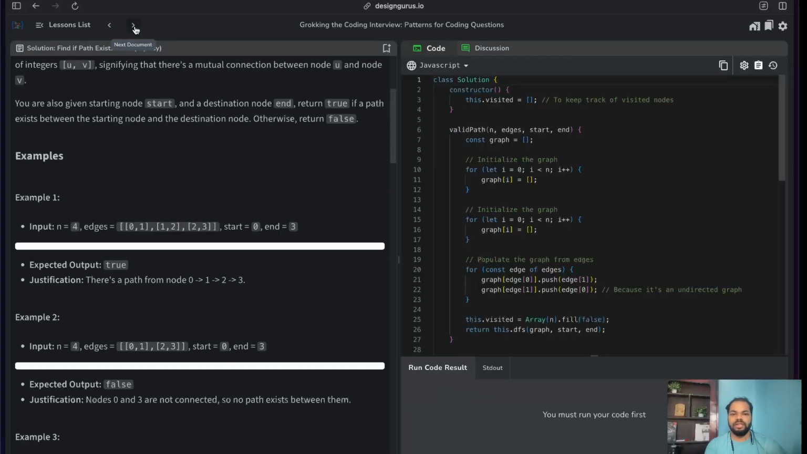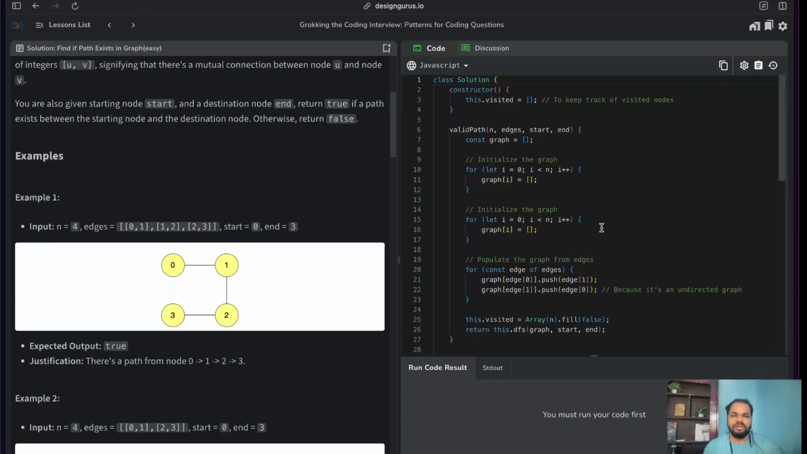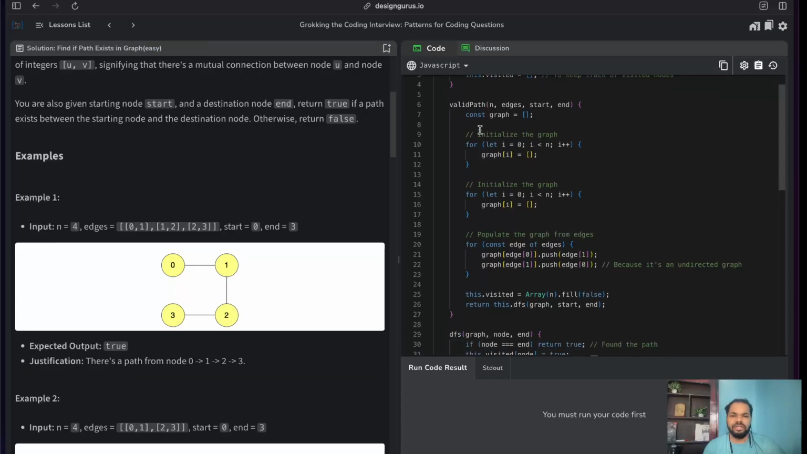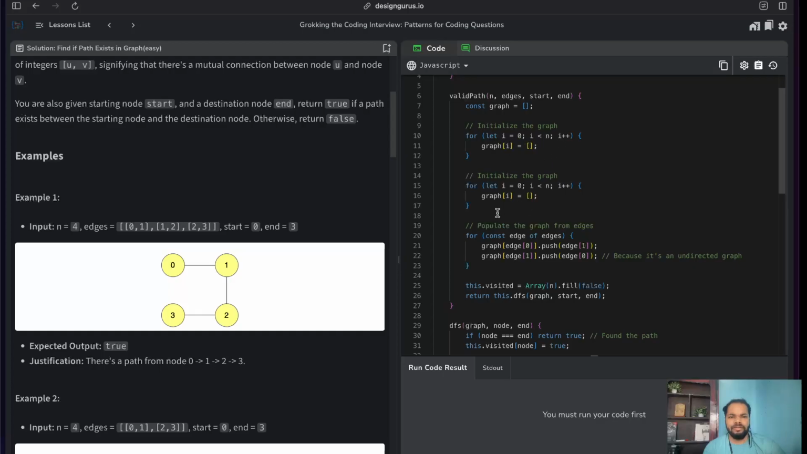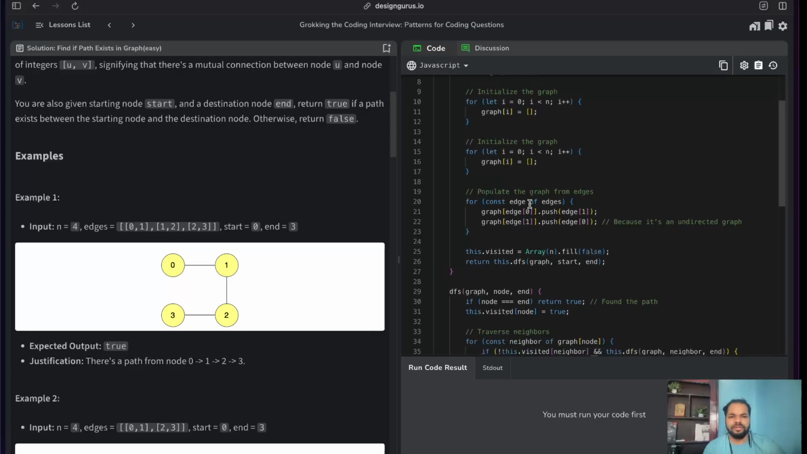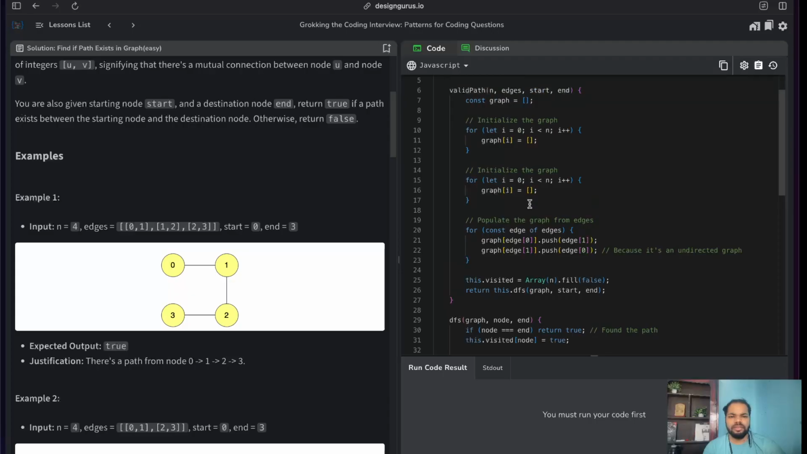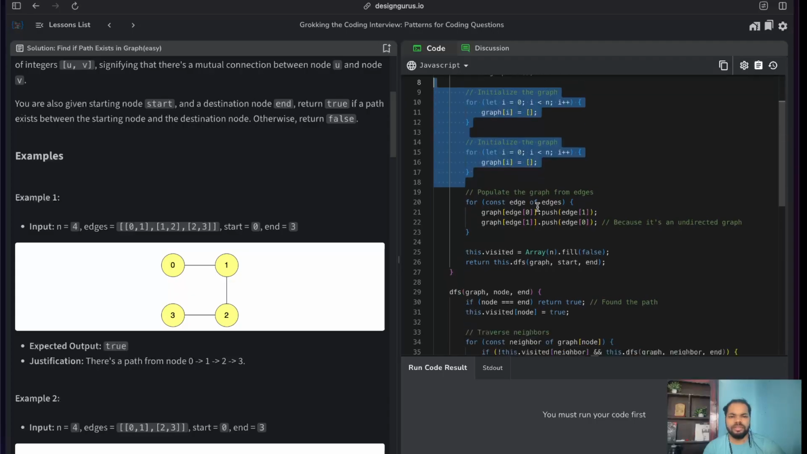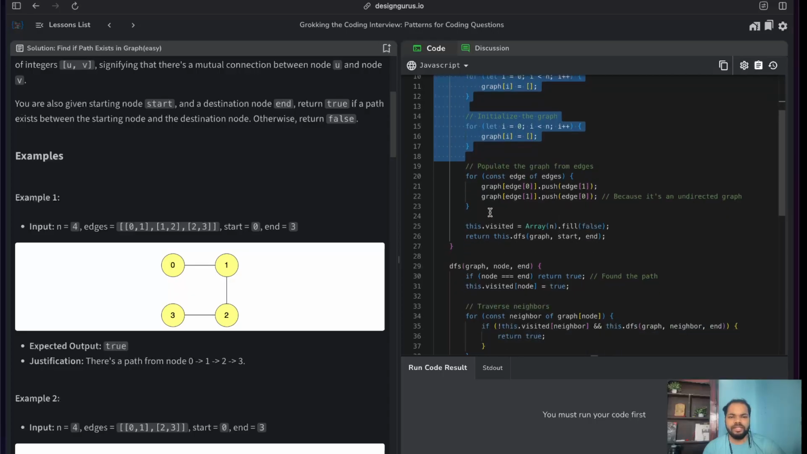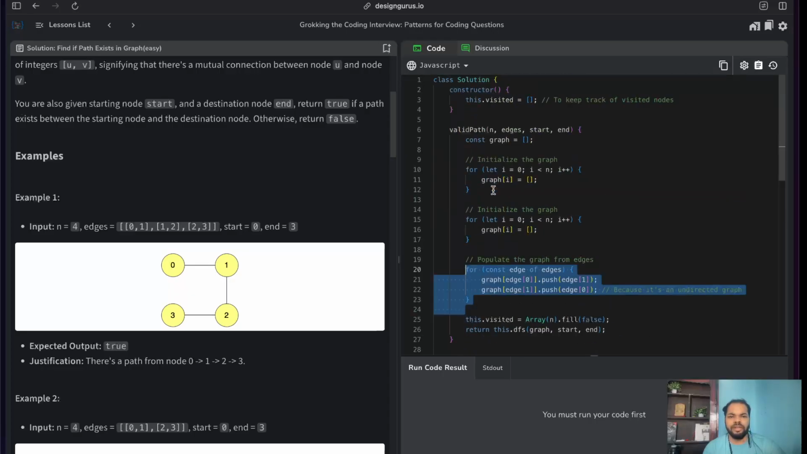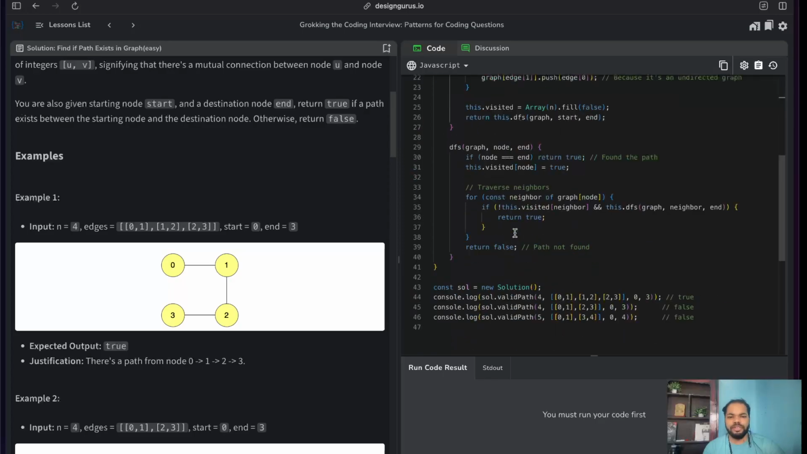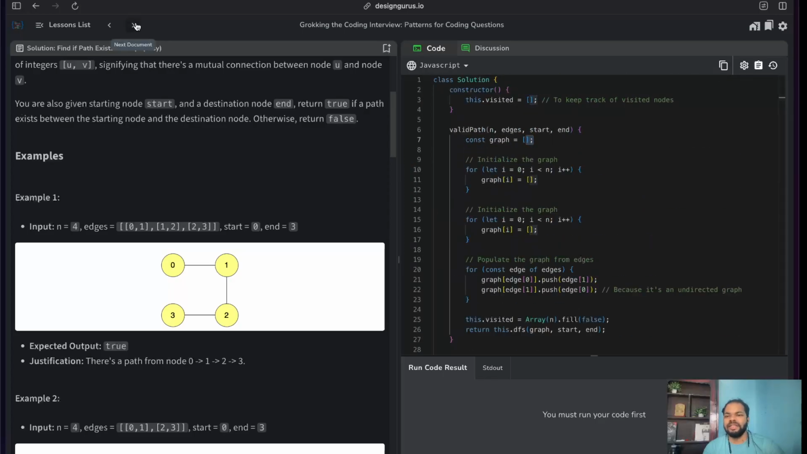Let's move to the next question, and let's see their solution, by the way, how they are doing it. They have the constructor, this dot visited, valid path. Okay, do I have that? I don't know. For let i equal 0, graph i, initialize the graph, initialize the graph. Why is it doing the same thing multiple times? Don't know, maybe we missed it. Okay. Populate the graph from the edges. He is populating the graph. Oh, he is using a matrix representation here. That's okay, whatever it is, we can move ahead.